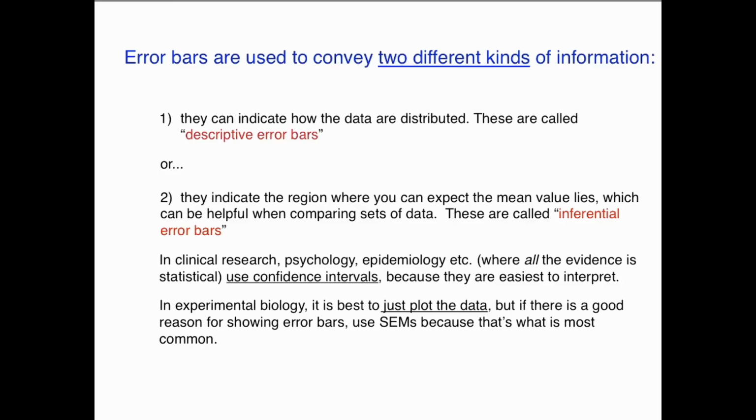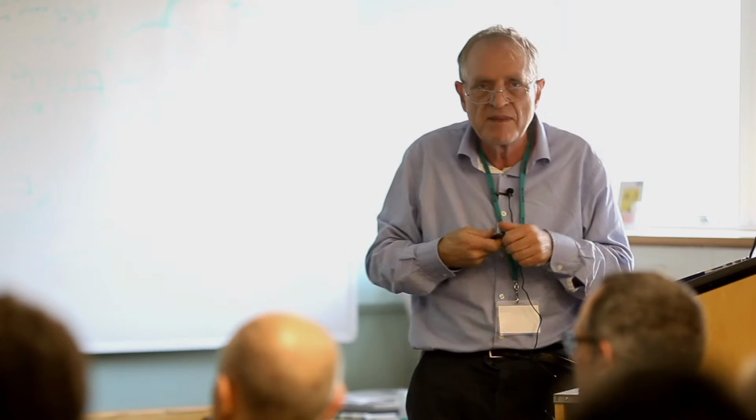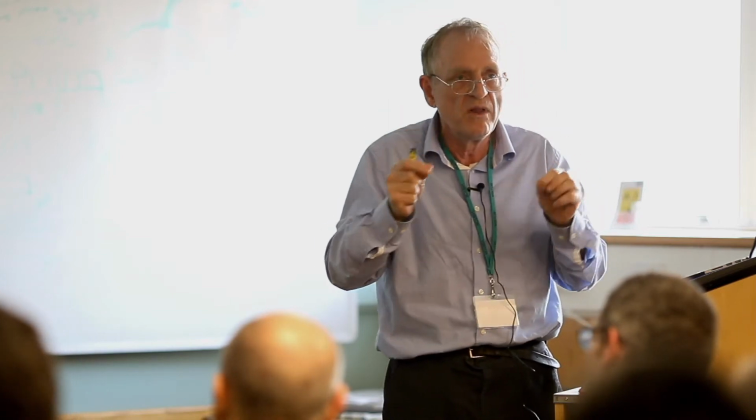Now, in experimental biology, it's best not to show any error bars at all, but just plot the data. But if there is a good reason for showing error bars, probably the best one to use is the standard error of the mean, because that's what's used most commonly. But the main thing is if you use any error bar at all, you've got to say what the error bars are in your figure legend.